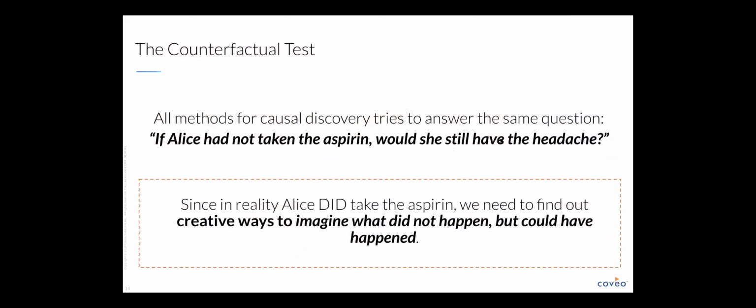So all methods for discovering causality in other fields are trying to answer a typical question, which is a counterfactual question. And the question is, if Alice had not taken the aspirin, would she still have the headache? The conundrum for us is that in the real world, the world we live in, Alice actually did take the aspirin. So our entire protocol is designed to find a way, creative ways in this case, to imagine what did not happen but could have happened. This is a very crucial point that we're going to exploit later on.